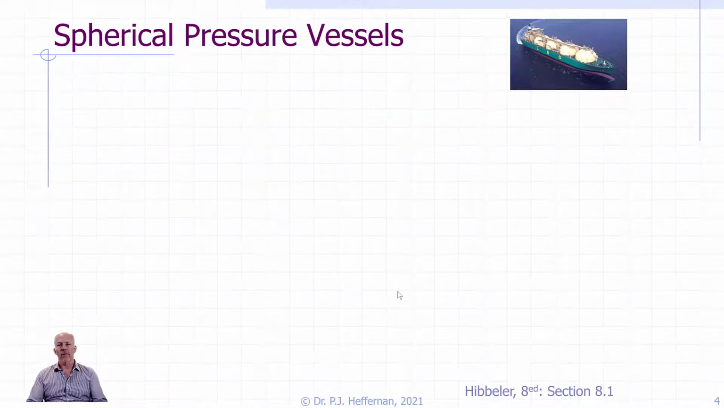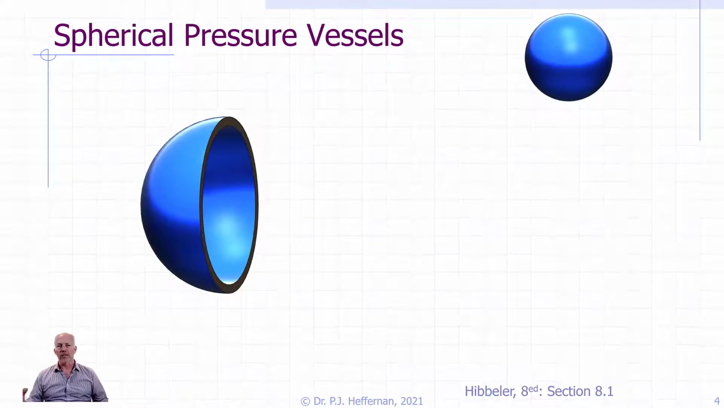So we're going to start with spherical pressure vessels, and you see in the diagram up in the top an example of hemispherical or spherical pressure vessels on a liquid propane shipping or ship. And so we're going to look at how we can come up with a formula to figure out what the normal stresses are going to be in this case.